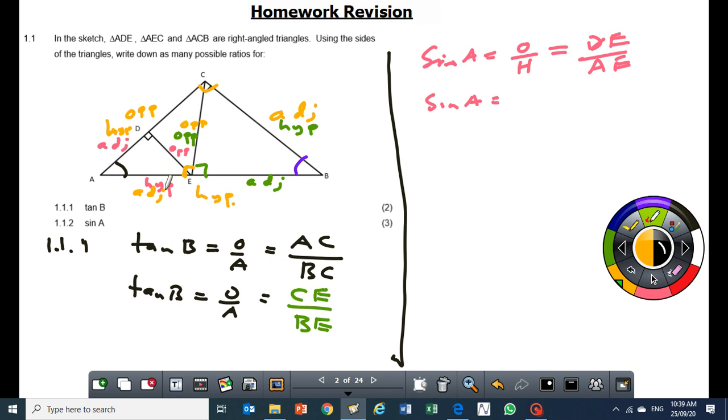So we're going to have opposite over what? Hypotenuse. So it will be CE over AC. So that's opposite over hypotenuse. That will be CE over AC. Okay?